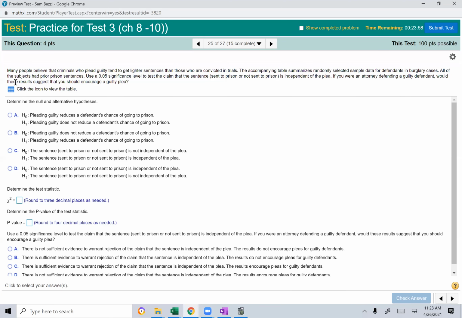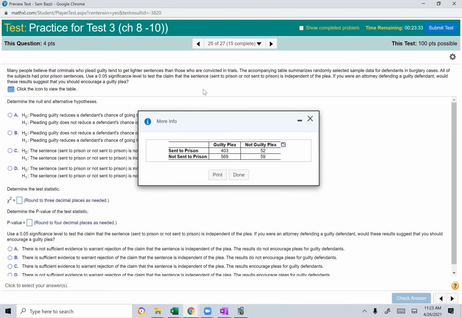Let me see. Many people believe that criminals who plead guilty tend to get lighter sentences than those who are convicted in trials. The accompanying table summarizes randomly selected sample data of defendants in burglary cases. All of the subjects had prior prison sentences. Use a 0.01 significance level to test the claim that the sentence, sent to prison or not sent to prison, is independent of the plea. Okay. Same thing, guys.